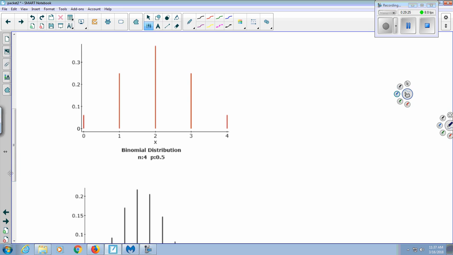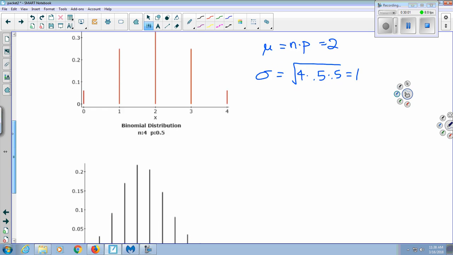Next, mu, we said, was n times p, which is equal to 2. Sigma is going to be equal to the square root of 4 times 0.5 times 0.5. And that actually does come out to 1 for this one. So we expect to see approximately 2 heads, give or take 1 head. That's kind of how the mean and standard deviation work.